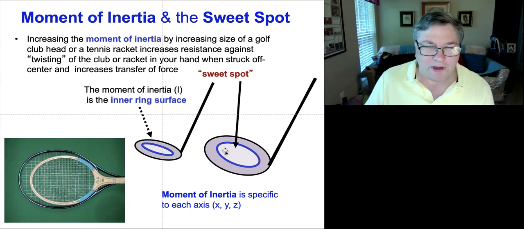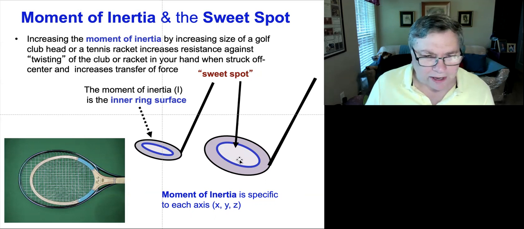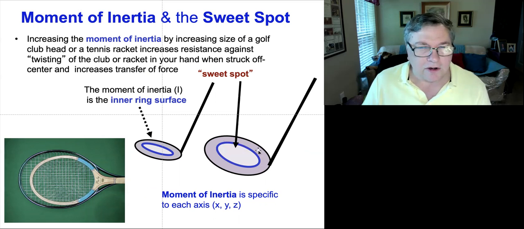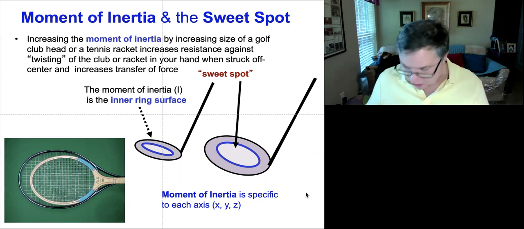What does that mean? Well, if you hit it, it's not going to go off center, or go to the left or right as much. And whether it's tennis or golf, you're going to have a relatively straight shot. So the sweet spot is critical. So how do we maximize that sweet spot?